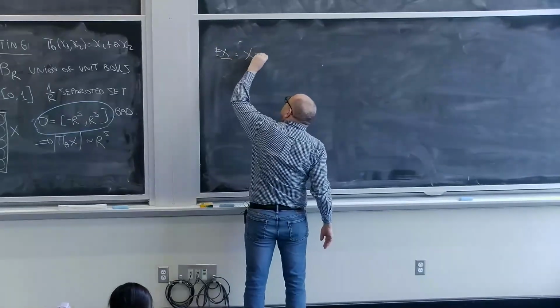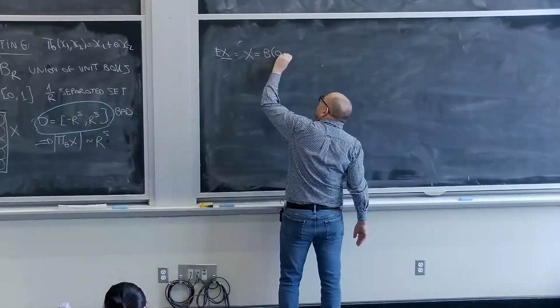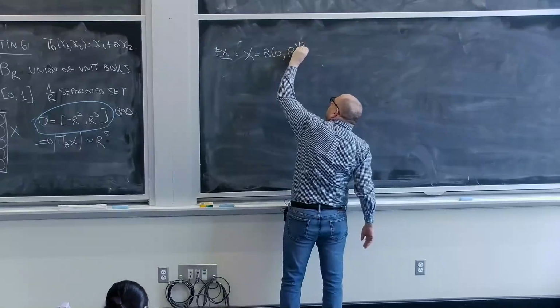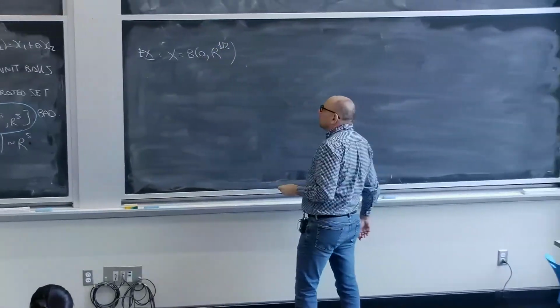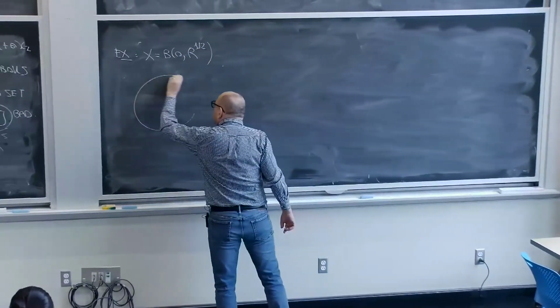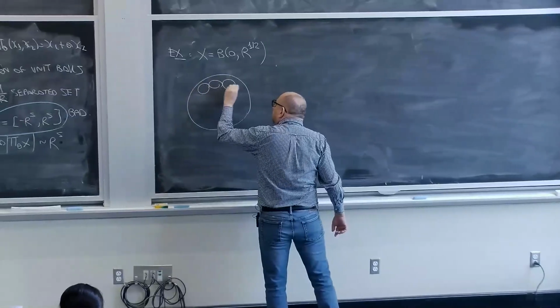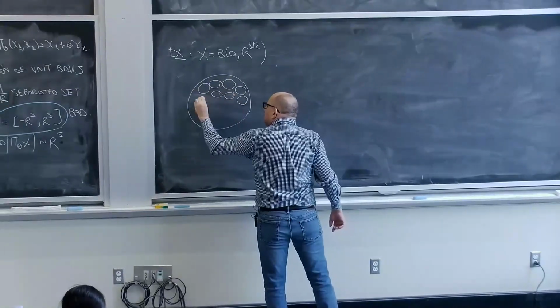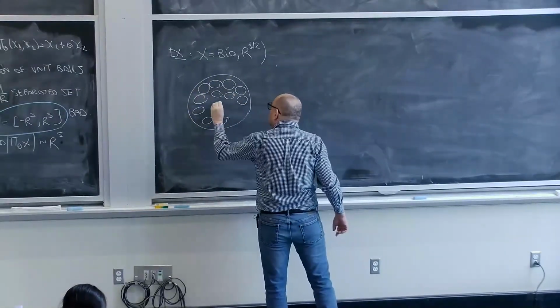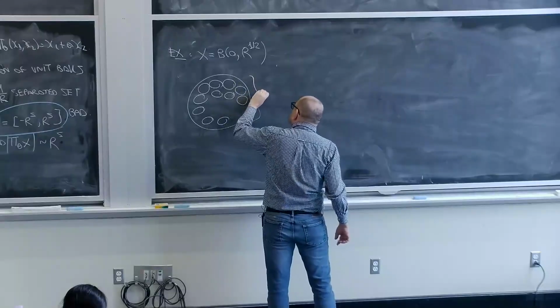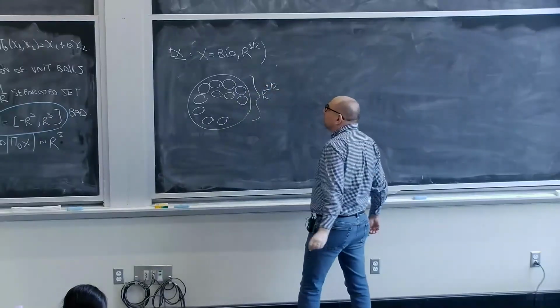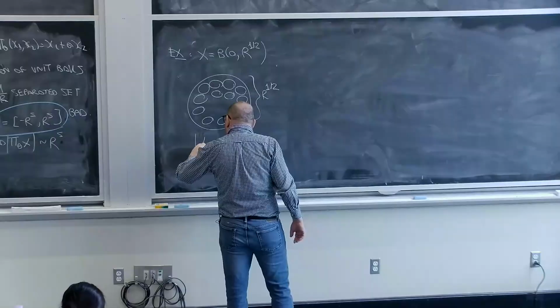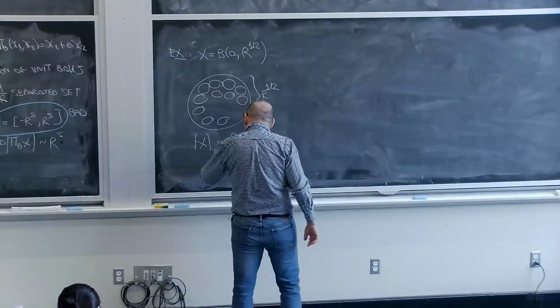where x is essentially, let's say, a ball of radius square root of r. It can be really any radius between 0 and 1, but just to. OK, so x should be a union of disjoint unit balls. So we just pack, in a very dense way, unit balls in a ball of radius r to the 1/2. So the volume of x, the area of x, is roughly r.